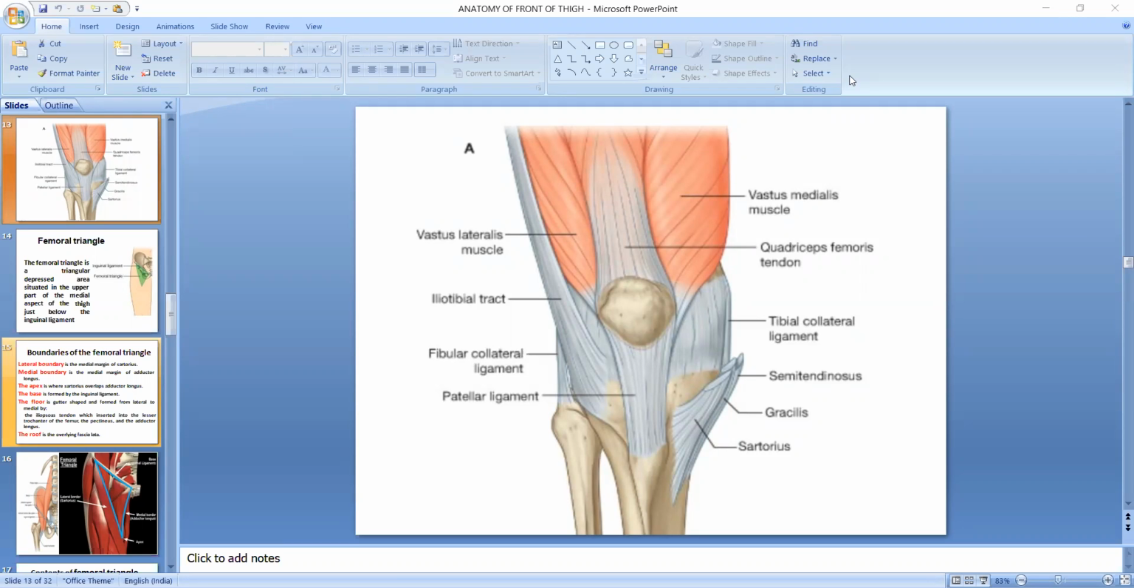We have discussed anatomy of the thigh, the front of the thigh, and we have discussed muscles. Today we'll discuss the femoral triangle.